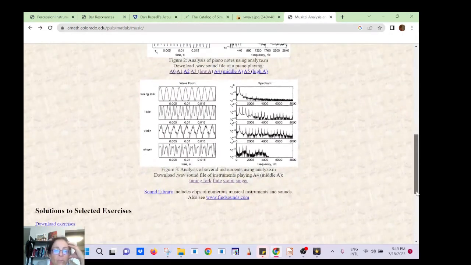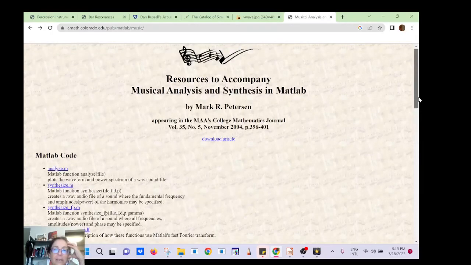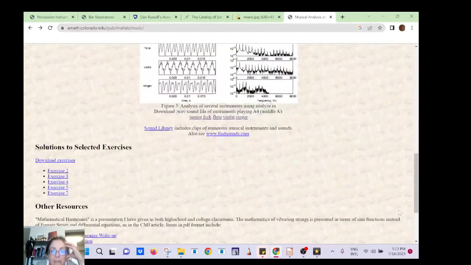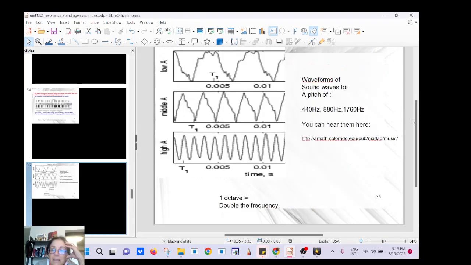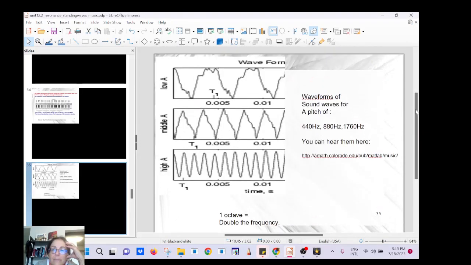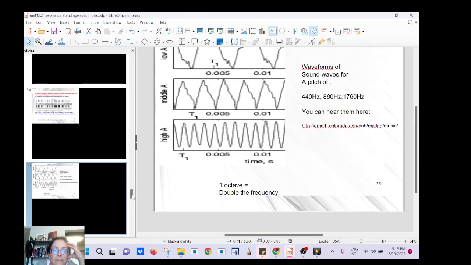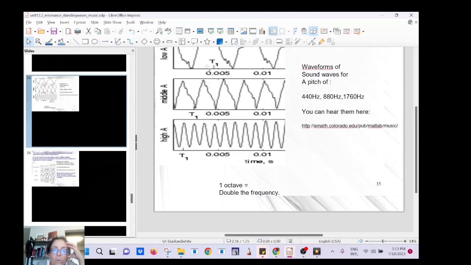So if you want to learn more about music, I recommend that website. What else about music here? When you go from here to there, you multiply the frequency by 2. From here to there, you multiply by 2, that will be one octave. From here to there, you multiply by 2, it's another octave.